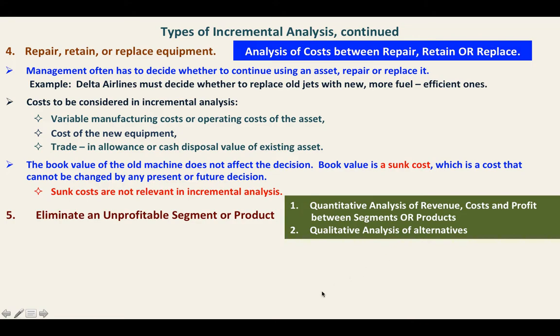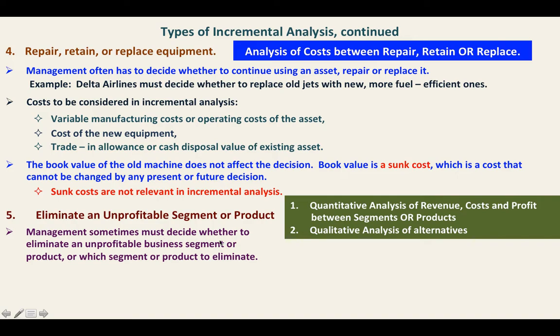Okay, qualitative, we have discussed this, that qualitative would mean the implications on the existing products or services of the company, the image of the company, the implications on the personnel or employees of the company, and on the community that the company is operating in. Okay?